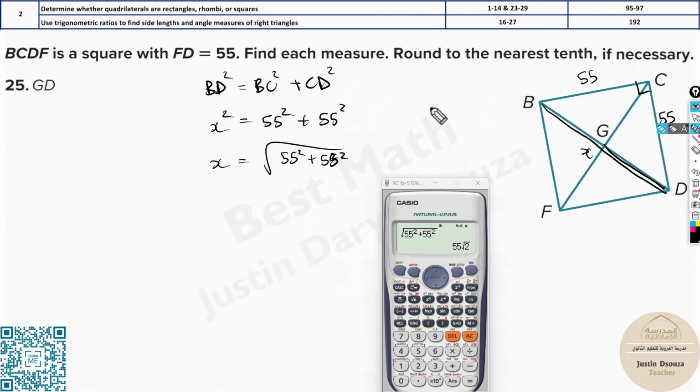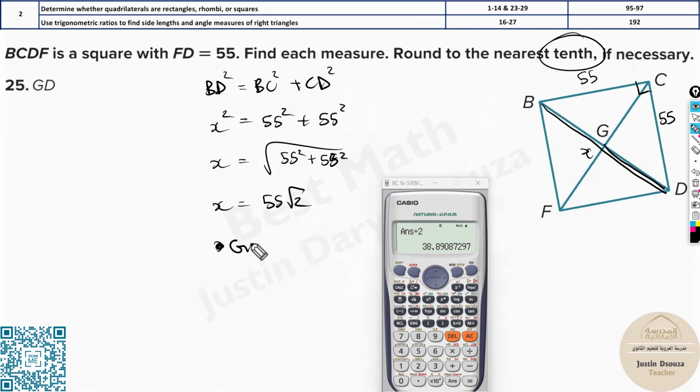Now let me just write it over here. X is 55 root 2. But now when you divide this, it'll be 27.5, I believe. Divided by 2. That's it. 38. Now, what I was telling, 55 divided by 2 will be the answer. And you can write it in terms of root 2. But over here, let's write decimal. And they have told us to round it off to the nearest tenth. I will come to that in a minute.